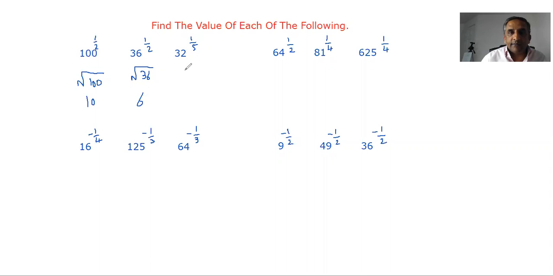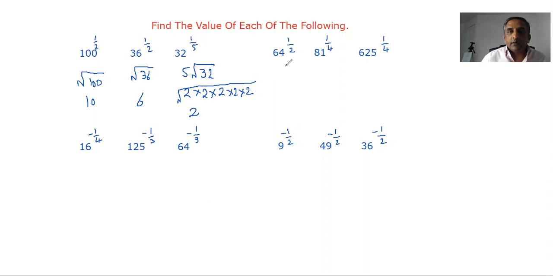Now 32 power 1 over 5. Okay, this is slightly different. It means we have to find the fifth root of 32, which means we have to find a number which, when you multiply the same number 5 times, your answer should be 32, and that number is 2. 2 times 2 is 4, 4 times 2 is 8, 8 times 2 is 16, and 16 times 2 is 32. So your answer for the fifth root of 32 is just 2.